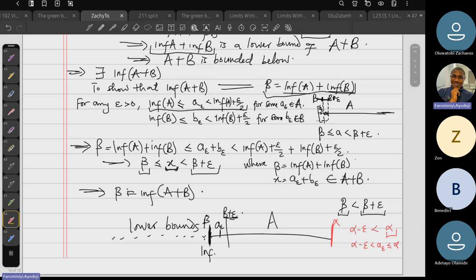The same thing with B. Infimum of B and infimum of B plus something, there is an element of B in between them. This is the element of B in between them. And when we now add these two things together, it gives us infimum of A plus infimum of B less than or equal to a plus b, which is an element of capital A plus capital B, less than infimum of A plus infimum of B plus epsilon. So it means infimum of A plus infimum of B is actually the infimum of A plus B because it satisfies that characterization. Okay?